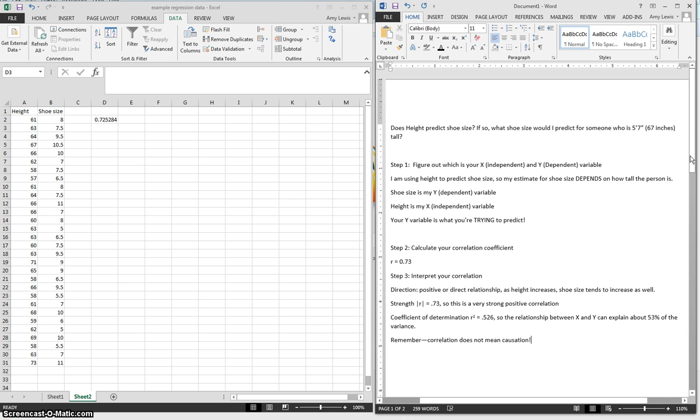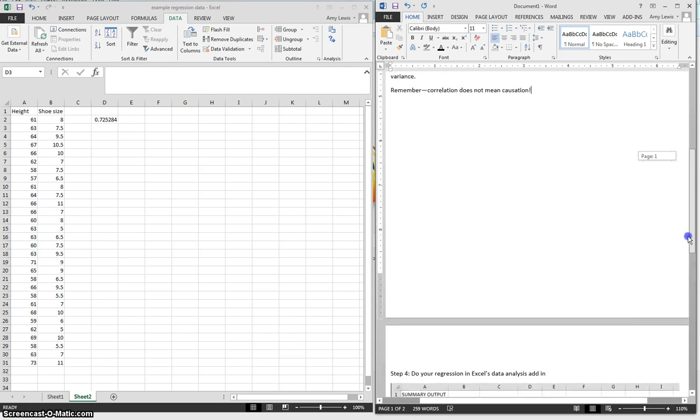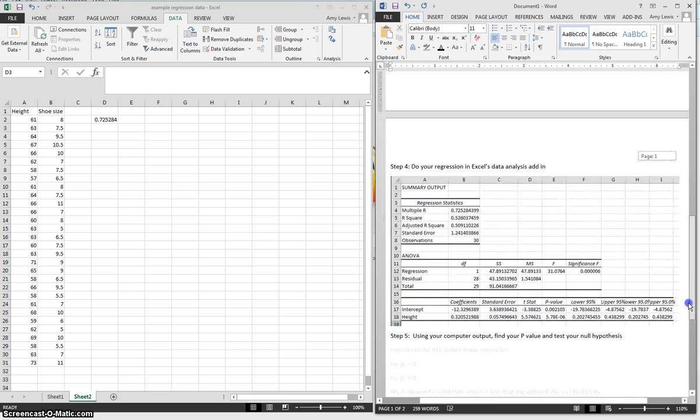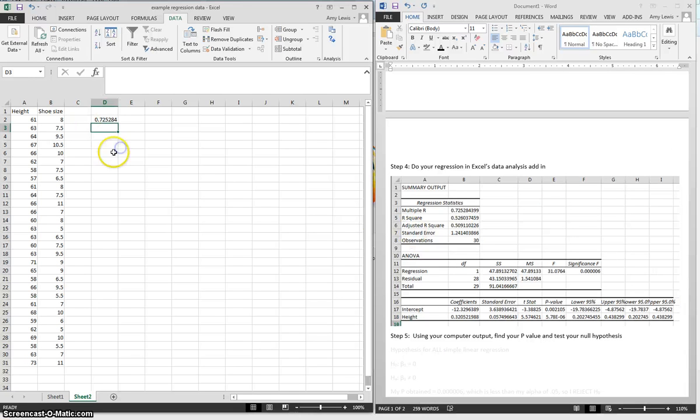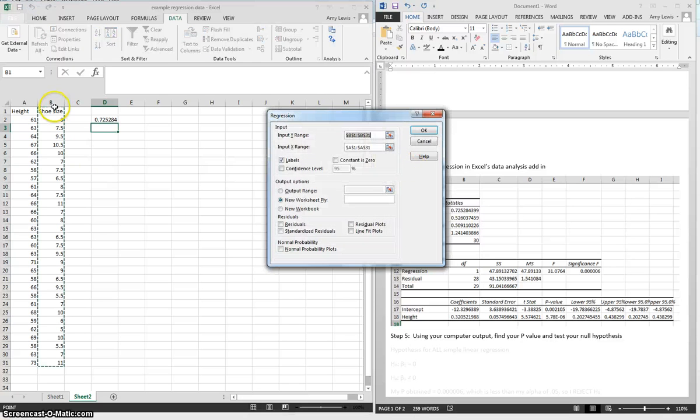All right, scrolling down to step 4, I'm going to actually do my regression in Excel. I've already done it, but I'll show you how to do that. I'll go to the data analysis add-in, click right there, and go down to regression. Now I need to tell it where my y variable is. Right here you can see I've already picked the shoe size. I do include the labels now.